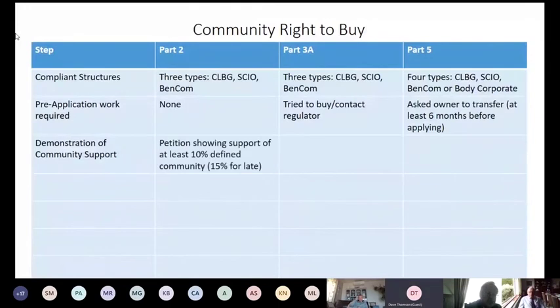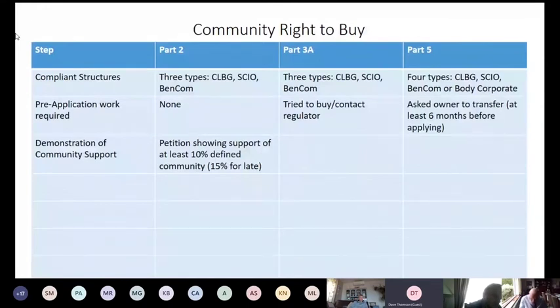For part 2, keeping in mind that this is, at this point, only a registration of interest, not about the purchase yet, a petition is sufficient, and we would expect to show at least 10% of the community that you've defined showing their support. It's 15% for late applications. What we mean for a late application is that the application comes in after the owner has already taken steps to transfer the land, i.e., usually by selling it. So whilst an owner puts the land up for sale, that doesn't stop a Part 2 application. There is an additional test because we're now interfering with a live land market. So we expect more demonstration of community support for that, amongst other things.